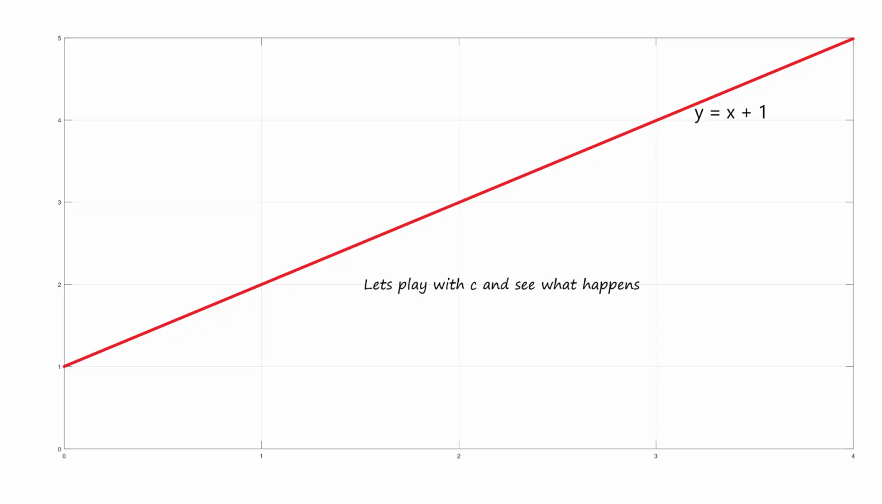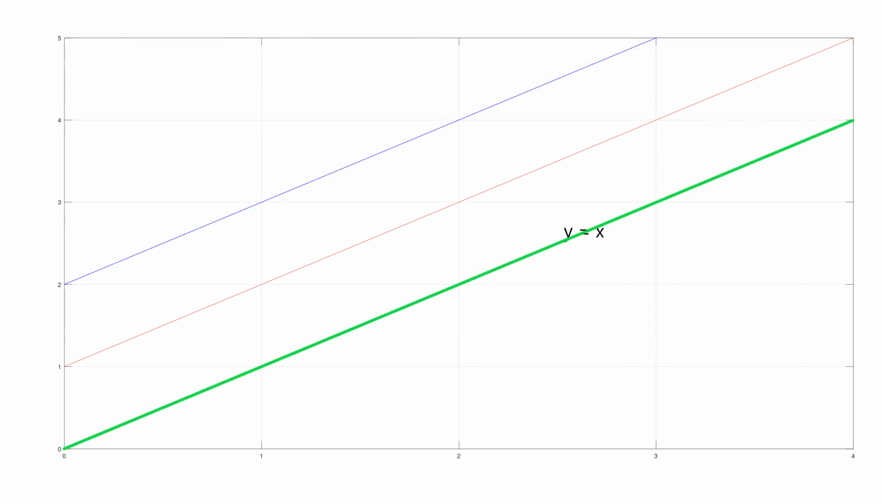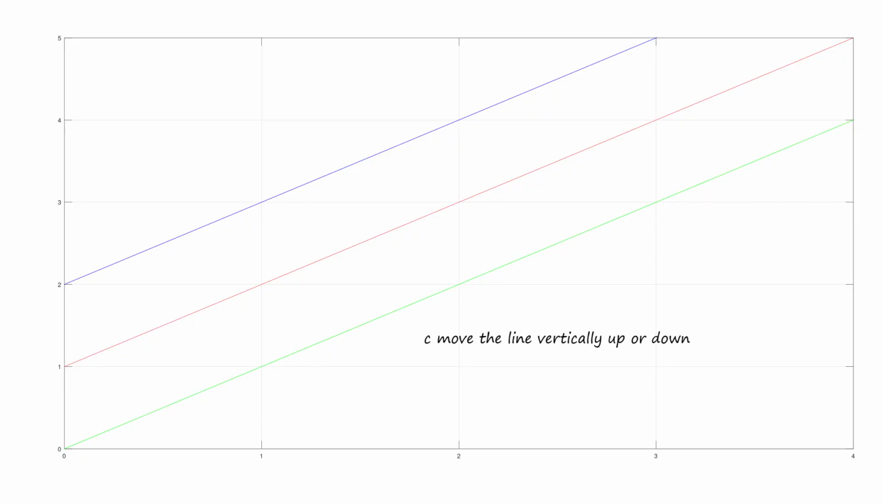First, let's mess with c, the up and down mover. Increase c to 2. The equation is now y is equal to x plus 2. Oh, the line gets a promotion and moves up, but its attitude, tilt, remains the same. Drop c to 0. The equation becomes y is equal to x. Now the line steps down and starts from the origin, just like someone losing a job and moving back home. Moral of the story: c shifts the line up or down, like an elevator.